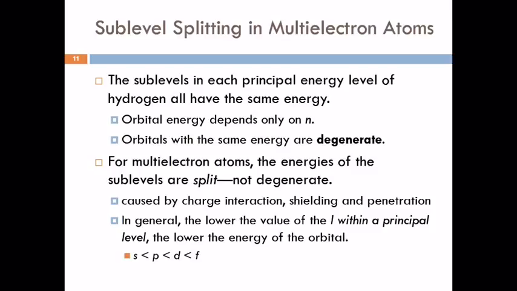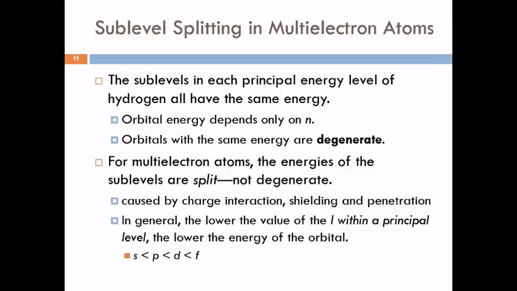If we look at hydrogen, the sublevels in each principal energy level all have the same energy. So what the heck does that mean? It means if you go to the second energy level, principal quantum number 2, where you have an S sublevel and a P sublevel, all of those orbitals have the same energy. In the hotel, on the second floor, the S room and the P room, you would be charged the same. That's not true in multielectron atoms, which is everything but hydrogen.